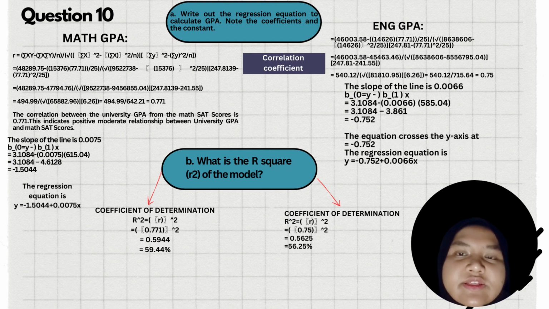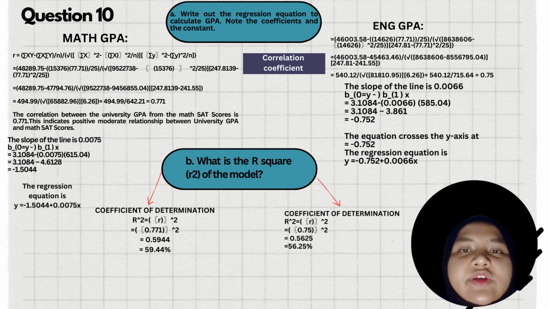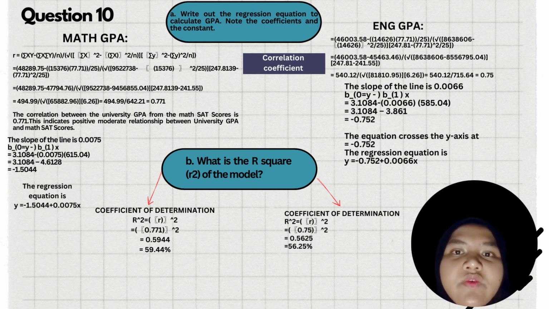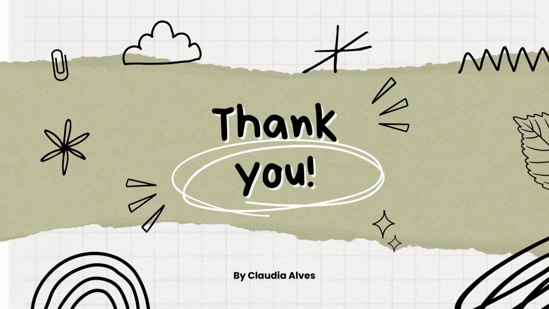The result is a positive moderate relationship between university GPA and English set score. Then for the regression equation, the slope of the line is 0.0066 and the equation crosses the y-axis at negative 0.752. So the regression equation is y equals negative 0.752 plus 0.0066x. For the R squared of the models, we have the coefficient of determination of math set and university GPA is 59.44%, while English is 56.25%. This is the part of the total variation in university GPA that can be explained by the regression line of math set score and English set score.